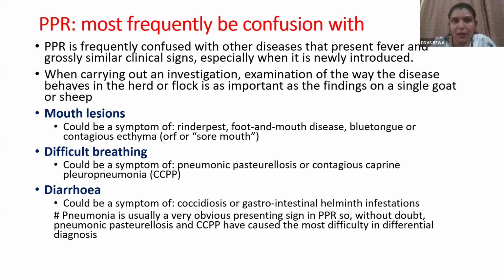Now I would like to tell you with which diseases PPR is mostly confused. In PPR, we find mouth lesions, which can be confused with blue tongue virus, contagious ecthyma, rinderpest, and FMD. Pneumonic symptoms can be confused with pneumonic pasteurellosis and contagious caprine pleuropneumonia, and diarrheal symptoms mean we have to differentiate PPR from coccidiosis and other helminthic infestations.